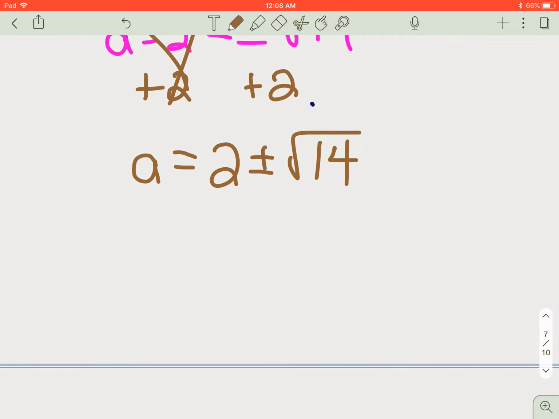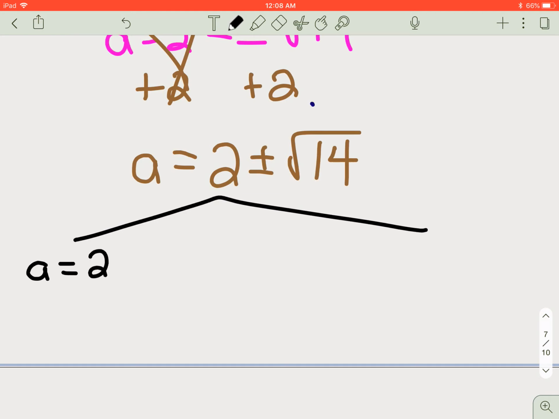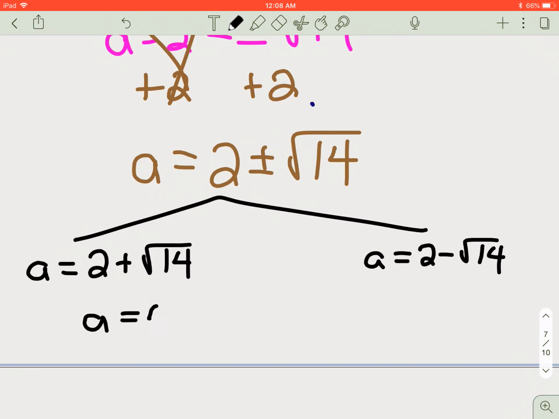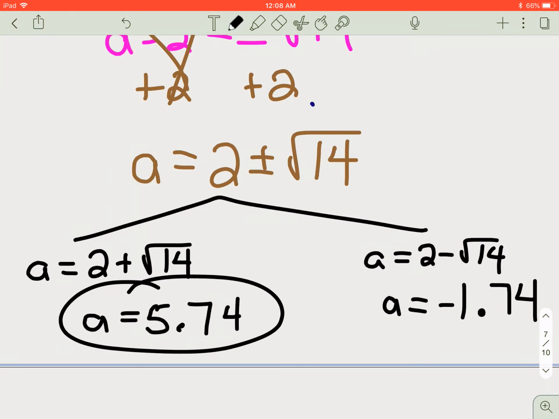I would then have to solve two different problems here. I have to say, okay, what happens when a equals 2 plus the square root of 14? And what happens when a equals 2 minus the square root of 14? And I would be left with a equals 5.74 and a equals negative 1.74. And those would be my two values for that problem right there.